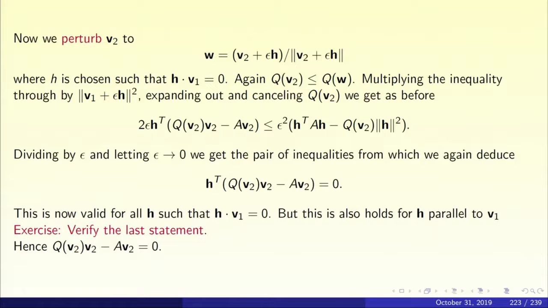But any vector in Rn can be written as a sum of two vectors, one parallel to V1 and the other perpendicular to V1. That's always possible. And so the last displayed equation is going to be true for all H. And so again we can conclude Q(V2) V2 minus AV2 is 0. Again we see that Q(V2) is an eigenvalue and V2 is the corresponding eigenvector. So we have proved that the next iterate of minimizing over the proper subset S gives the next eigenvalue.